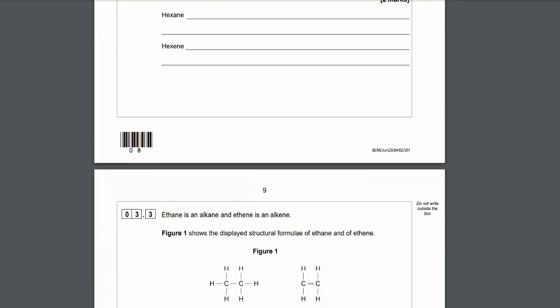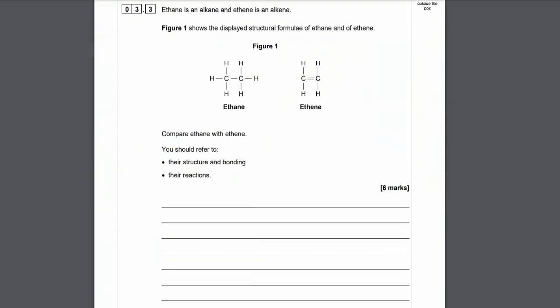Okay, here we go. We're looking at 3.3. Ethane is an alkane and ethene is an alkene. Figure 1 shows the displayed structural formula of ethane and ethene. Compare ethane and ethene. You should refer to the structure and bonding and their reactions.